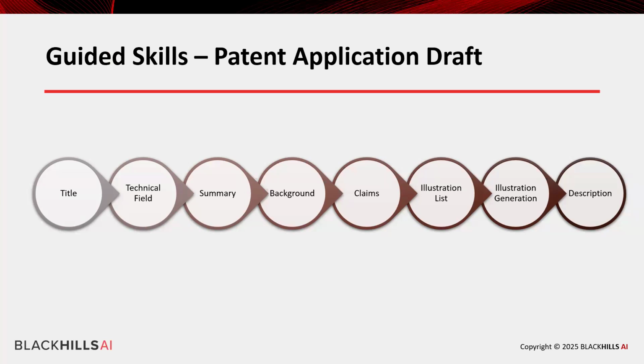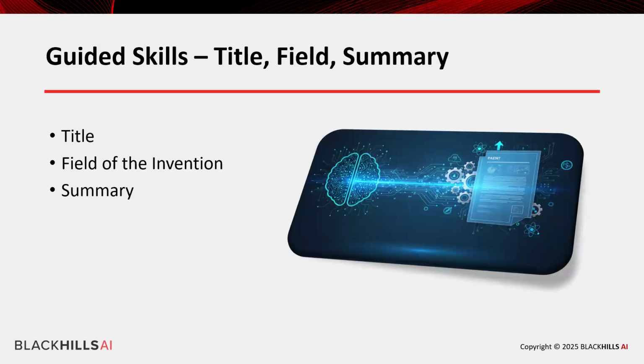So what we're going to look at specifically today are a number of pieces of our guided skills, where we're going to look at pulling together a title, a technical field, summary of the invention, background, some claims, some illustrations, figures, and even get a little bit into the description. Okay, so let's go ahead and dive into things. The first part we're going to take a look at here is the guided skills around title, field, and summary of the invention generation.